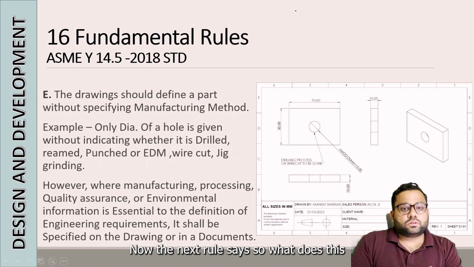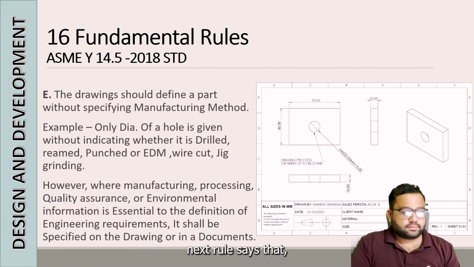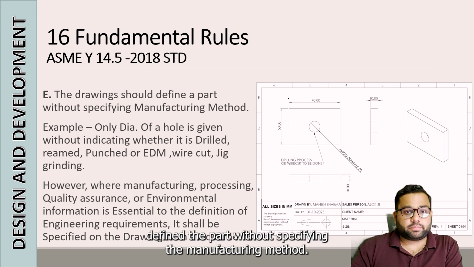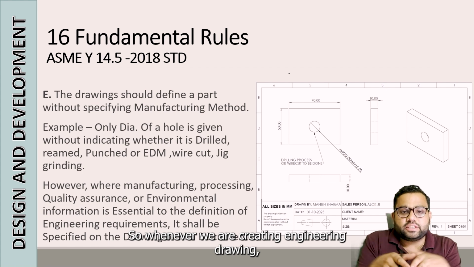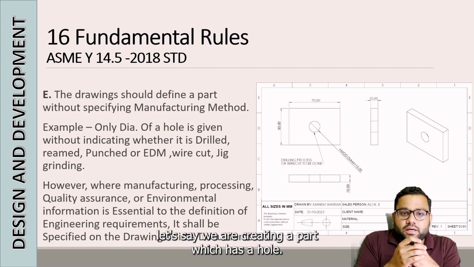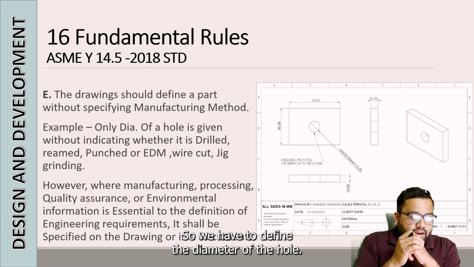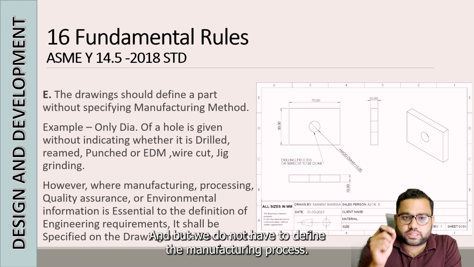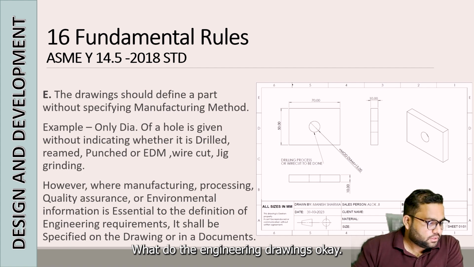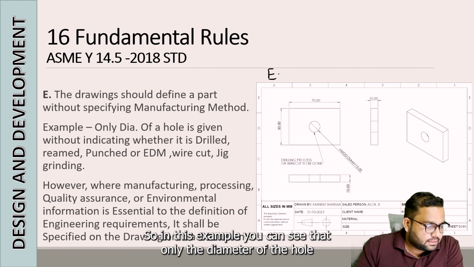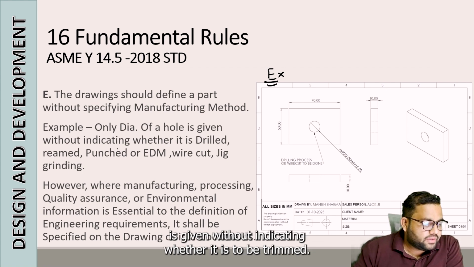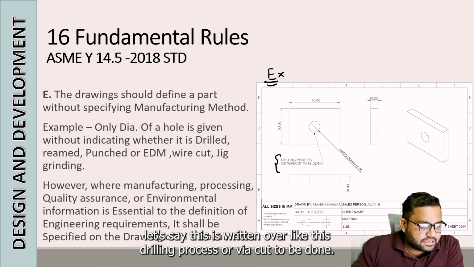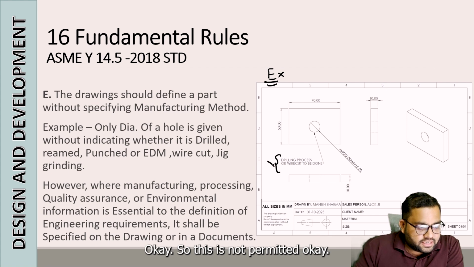Now, what does the next rule say? The drawing should define the part without specifying the manufacturing method. Whenever we are creating an engineering drawing of a part which has a hole, we have to define the diameter of the hole, but we do not have to define the manufacturing process on the drawing. In this example, only the diameter of the hole is given, without indicating whether it is to be drilled. If it were written like this, "drilling process or wire cut to be done," this is not permitted.